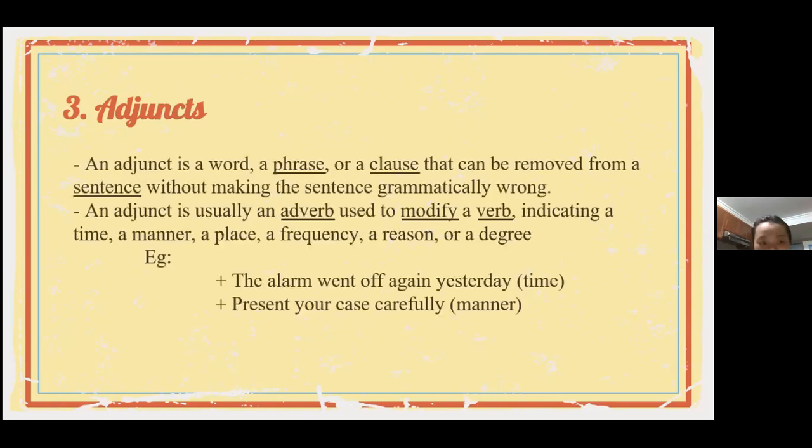The third one is adjuncts. The definition says an adjunct is a word, phrase, or clause that can be removed from a sentence without making the sentence grammatically wrong. An adjunct is usually an adverb used to modify a verb. When used as an adverb, an adjunct will usually indicate a time, a manner, a place, a frequency, a reason, or a degree. For example, "The alarm went off again yesterday." So "yesterday" is the time. "Present your case carefully." So "carefully" is the manner.